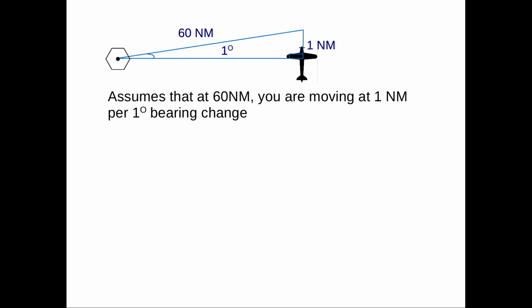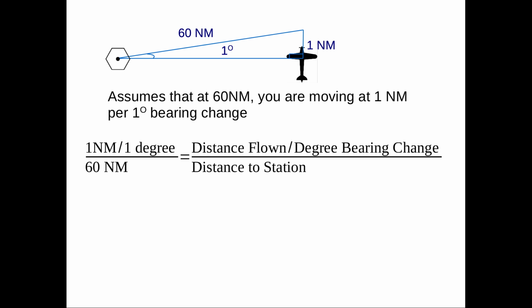Using that rule of thumb, you can figure out that if you're flying past your navaid and you fly 1 nautical mile past, you should have achieved a bearing change of 1 degree. We can then set up a proportion. If 1 nautical mile is 1 degree at 60 miles out, then at some arbitrary distance to the station, you can assume it's going to be a linear multiple of the difference in distance, in order to figure out how quickly you're flying past the station.